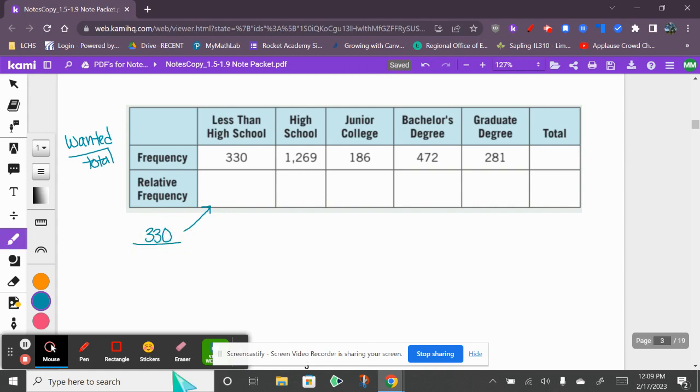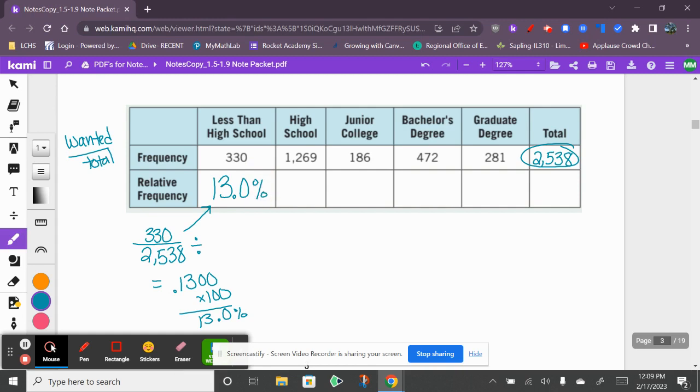So I actually need to, before I end up filling in any of the boxes in the second line, I need to find what my overall total is. So for this, you would just add up all of these numbers. We get 2,538. So I'm going to take 330 out of that. We're going to divide. We get 0.1300. I'm going to multiply it by 100. So we get 13.0%. And that's what I'm going to put for that one.